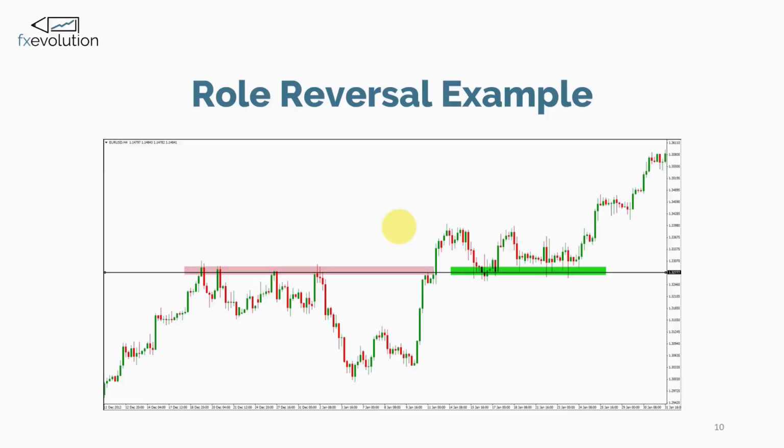Here's a real life example of role reversal on the Euro US dollar 4-hour chart. You can see that price was going up, it reached a point, this point therefore became resistance, and eventually price was able to break through and make a new high. When it came back down to what was previously our resistance level though, people began buying, and this is because of the technique of role reversal.